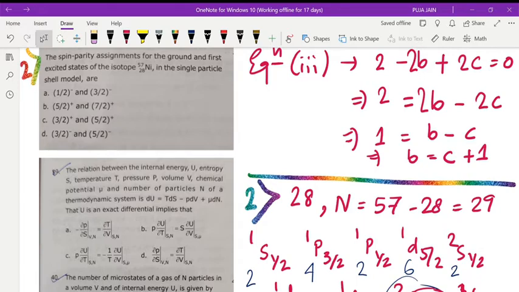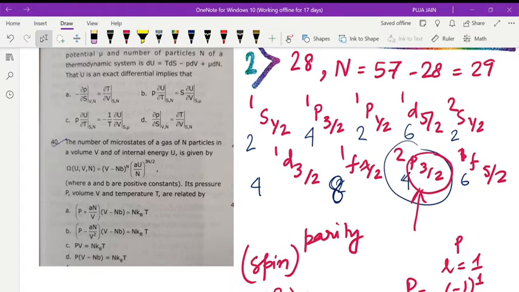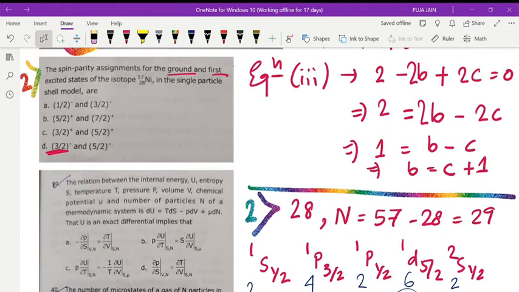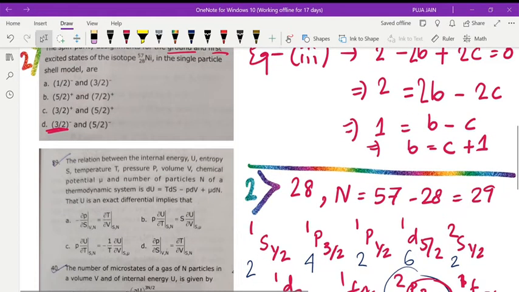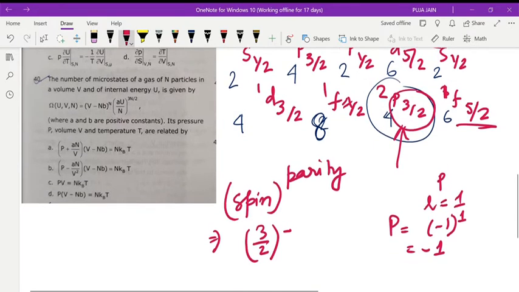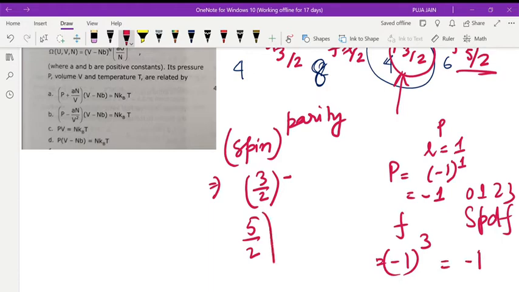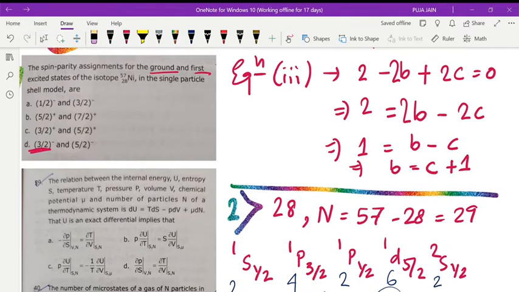Okay, ground and the first excited state. So 3 by 2 minus is in option D, because the rest of the answers do not match. And if they ask for the first excited state, obviously you can understand the next is 5 by 2, so it will be 5 by 2. And S, P, D, F, so L is 0, 1, 2, 3. So again minus 1 to the power 3, that is minus 1. So 5 by 2 minus. If you want to cross check, you get 5 by 2 minus. So our right option is option D. But this question was made easy because the first option was the only right one, 3 by 2 minus.